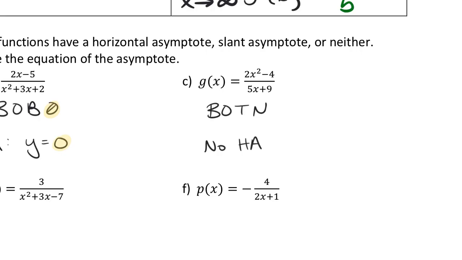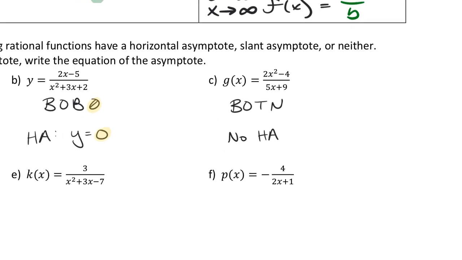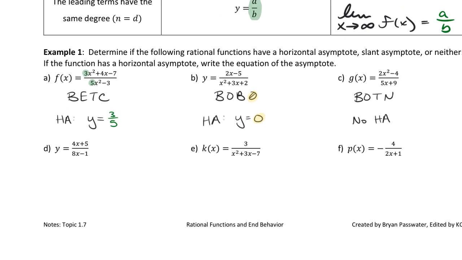So the question here is, is it Bobo, Botten, or Betsy? And if it's Bobo or Betsy, tell me the horizontal asymptote. I want you guys to try examples D, E, and F. You're writing down whether it's Bobo, Botten, or Betsy and identifying the horizontal asymptote. Okay, if I'm cutting off your thinking, I'm so sorry. But for letter D, is that one Bobo, Botten, or Betsy?